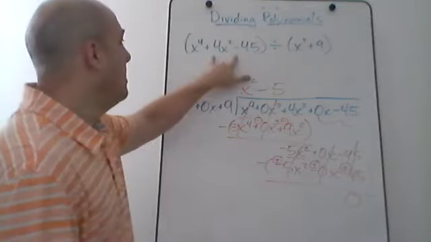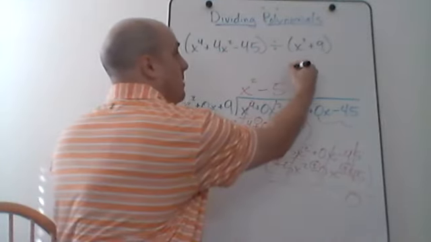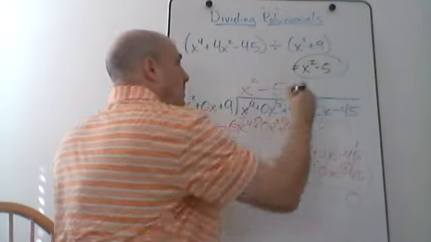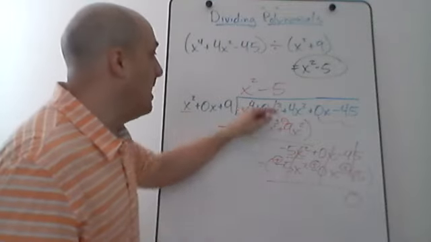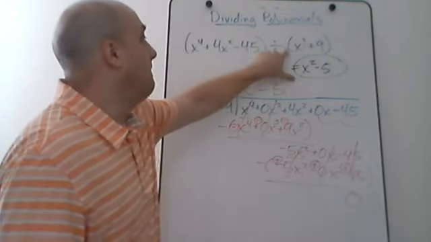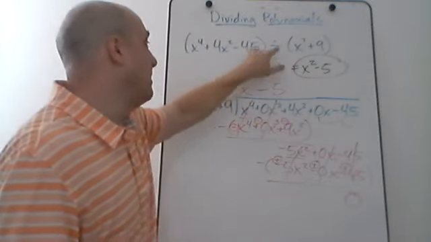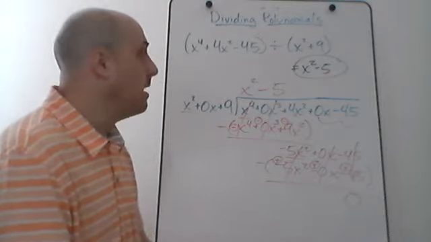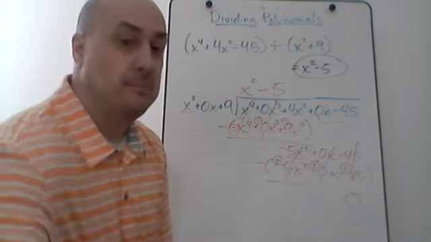All right, so in this case, x to the fourth plus 4x squared minus 45 divided by x squared plus 9 equals x squared minus 5. With no remainder, it divides evenly. What that tells me is that these two things here are factors of this original polynomial. If I multiply those two together, it gives me the exact same thing. There was no remainder or anything else like that. All right, so that's some long division of polynomials. I hope it was helpful. That's it.